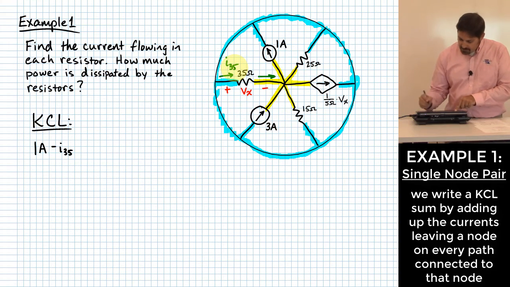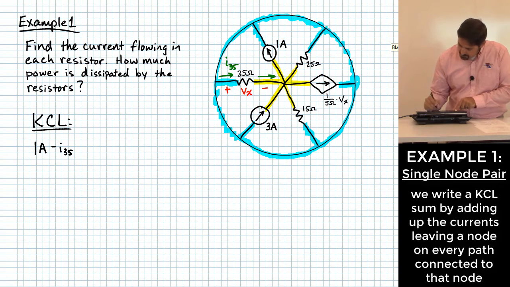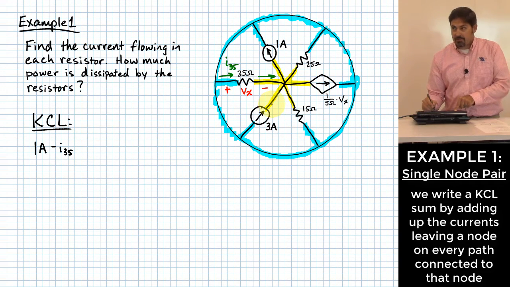Okay, so what's the next one, if I just keep going around that direction? Okay, 3 amps entering. And because I'm taking leaving as positive, I'm going to take that 3 amps entering as being negative.